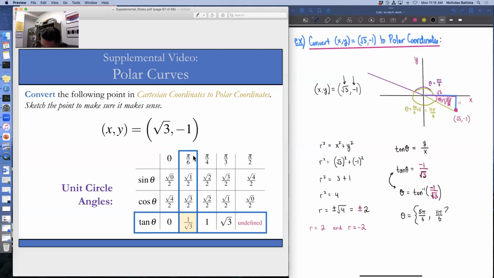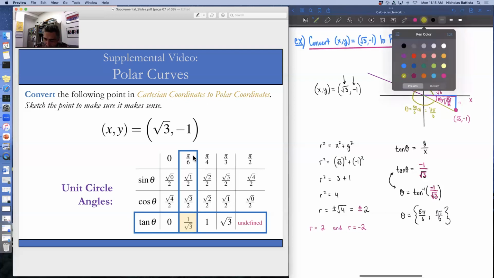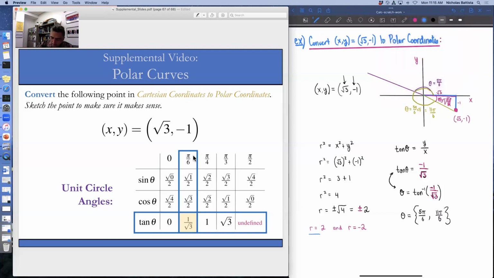Both those angles, 11 pi over 6 or negative pi over 6, would have placed us in the quadrant 4 that we care about. So at this junction, what we have is two different polar radii, and two different possible angles. So the name of the game now is which radii goes with which angle, and vice versa.